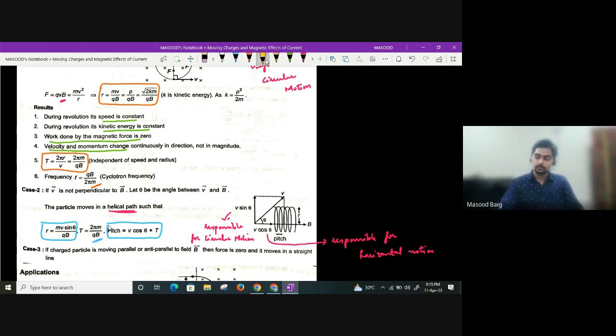And you will also have one more formula for the radius of curvature. It will be given as mv divided by qB sine theta. The radius of the circular path is mv sine theta by qB. But the radius of curvature, if they are asking, it will be given as mv divided by qB sine theta. In the radius of the circular path, sine theta is in the numerator. In the radius of curvature of the helical path, sine theta will be in the denominator. Clear, all of you?